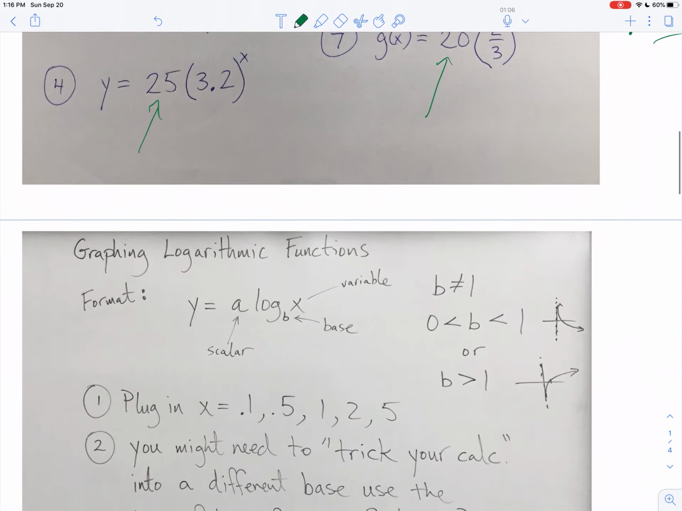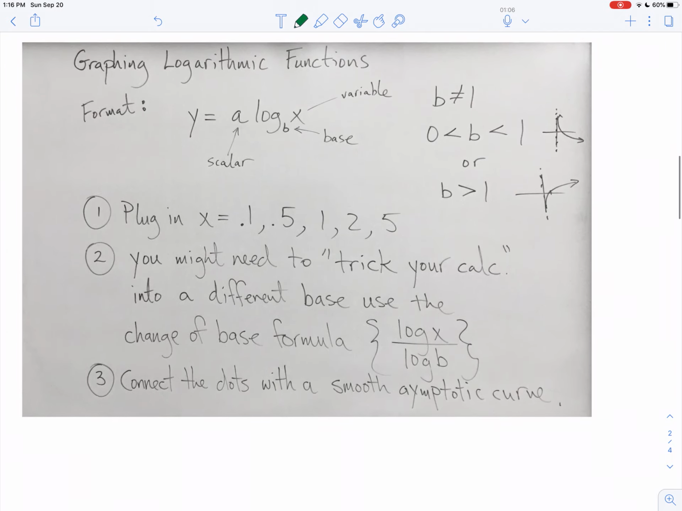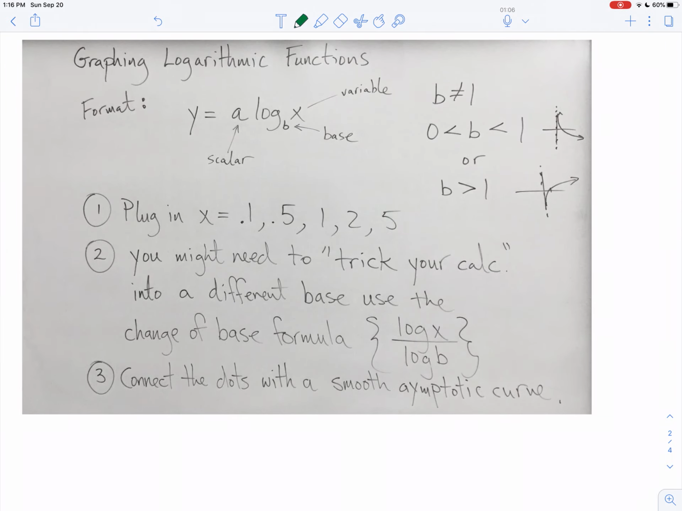So here we go. I wrote this out for logarithms. When you're going to graph a log function, once again, you have a scalar, you have a base, you have a variable, something you plug in. Once again, for a log function, we never let the base equal 1. Similar, but not the exact same as an exponential, when your base value is a proper fraction, so it's between 0 and 1, you're going to get this look.